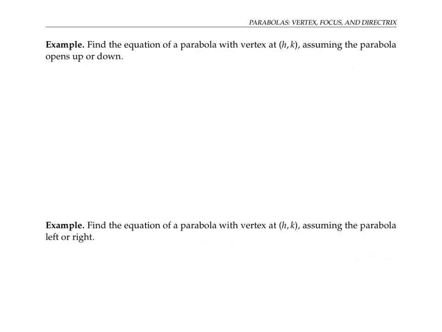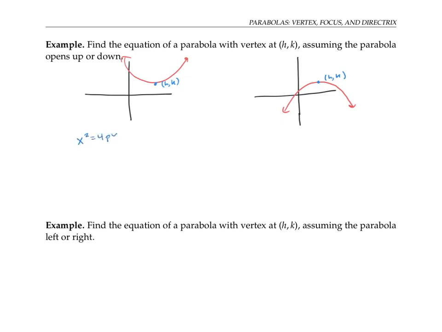Now let's find the equation of a parabola with a vertex at some arbitrary point (h, k) instead of the origin, assuming that the parabola opens up or down. If the parabola had its vertex at the origin, we know it would be given by the equation x squared equals 4py, or I could rewrite that as y equals 1 over 4p times x squared. So this parabola should just be shifted to the right by h and up by k. From transformations of functions, we know we can accomplish this by sticking an x minus h on the inside and putting a plus k on the outside.